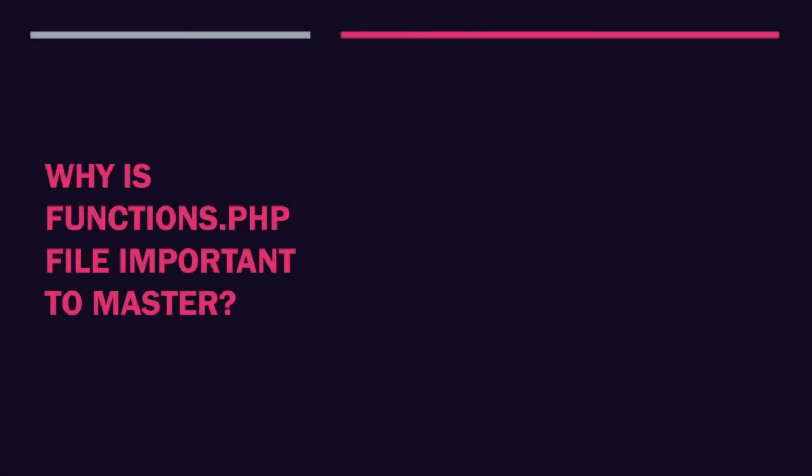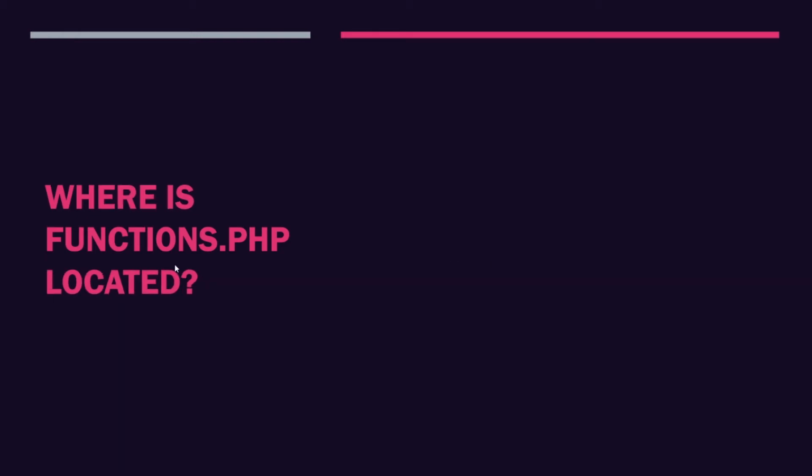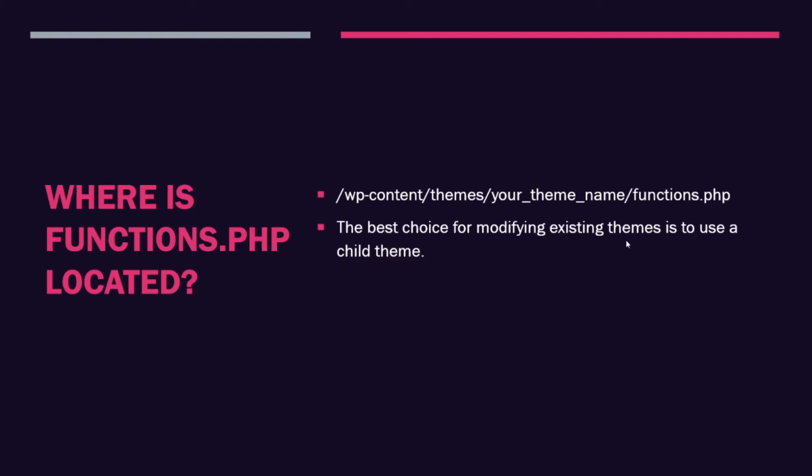So why is the functions PHP file important to master? Well, we're not going to master it here, but we're going to start that path for you. It gives you, the developer, the ability to modify your WordPress theme. Where is it located? If you go into your WordPress folder, you're going to see WP content, themes, your theme name, and there's going to be functions PHP. The important part is the best choice for modifying existing themes is to use a child theme.